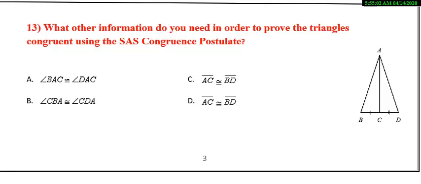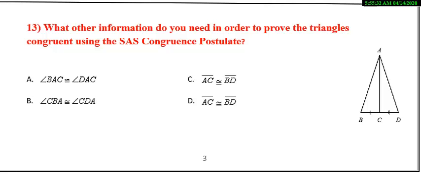The correct answer for question 13 is choice C, and it should be written as AC perpendicular to BD, not congruent. So I need you to change the sign of congruency to make it AC perpendicular to BD. Why? Once you say that, the measure of angle ACD equals 90 and the measure of angle ACB equals 90, and this covers the condition for SAS.